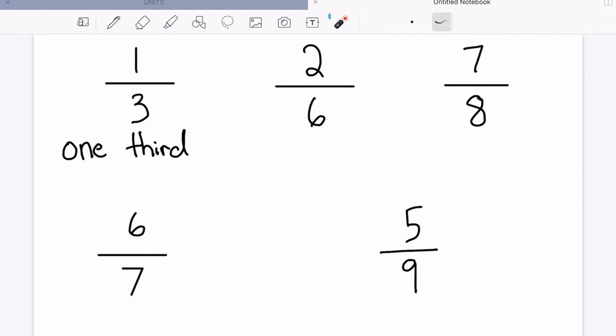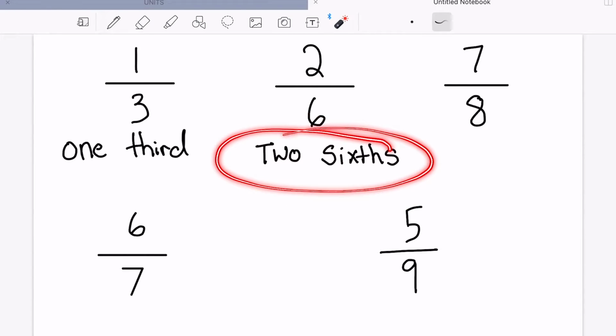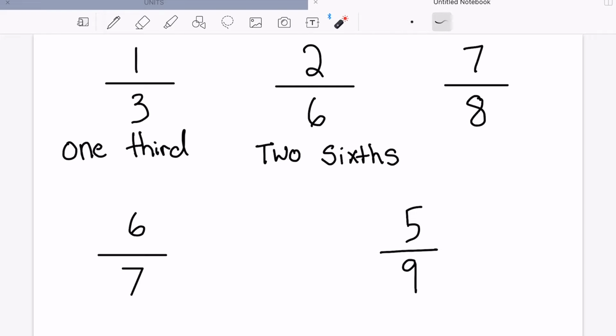Let's try the next one. We see 2 on the top and 6 on the bottom. Normally we write 2 the normal way. And then the bottom, we write sixths. Because we have 2 this time, we have to add an S. So we say 2/6. 2/6 means 2/6. Right?